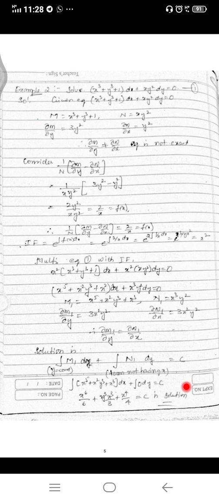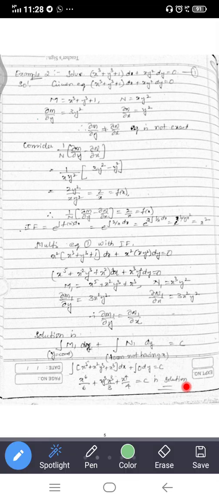Again, the given equation is in the form of M dx plus N dy. Always we have to compare this equation. What is M value here? x cube plus y cube plus 1, and N value is xy square. Again, partially differentiate this M value with respect to y. We will get differentiation of x cube is 0, differentiation of y cube is 3y square, and differentiation of 1 is 0.